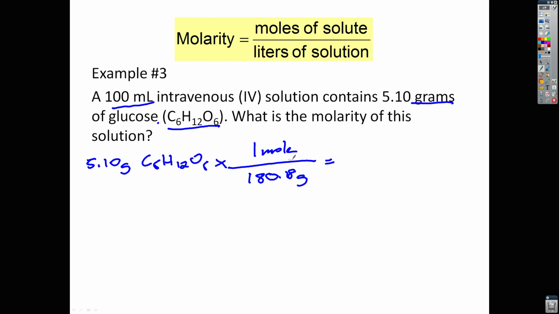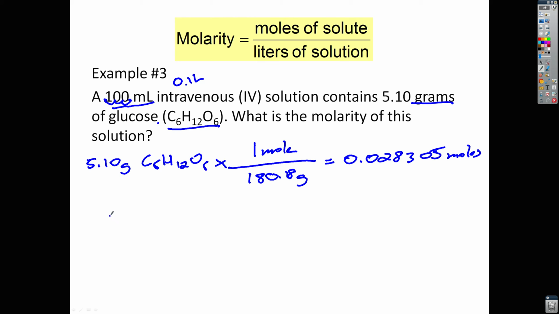And once you plug it into the calculator, you get 0.028 moles. I'm just going to use a lot of the digits. Okay, so I got my moles. I don't have liters. They give me milliliters. So how do I convert milliliters to liters? I move the decimal point. If you don't see it, it's always at the end. You move it over 3 spaces. So that's going to be 0.1 liters.